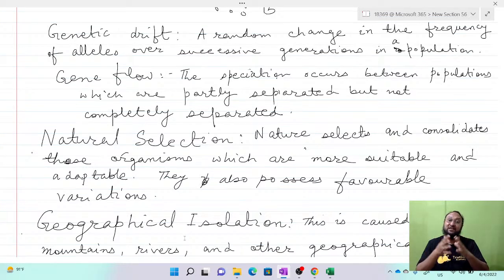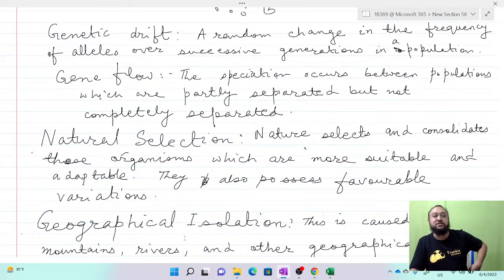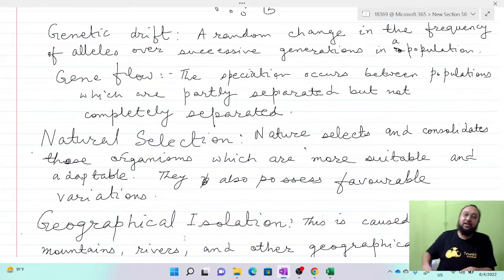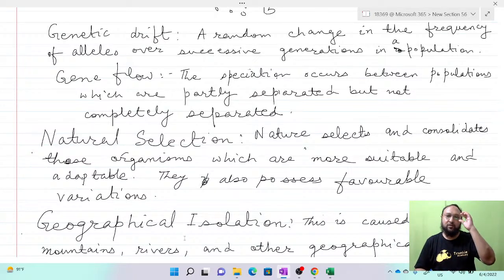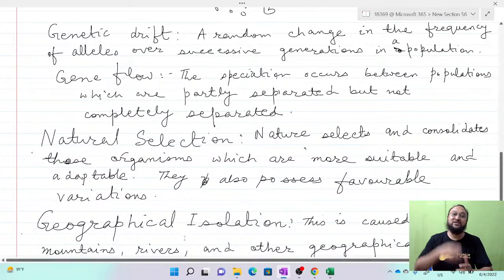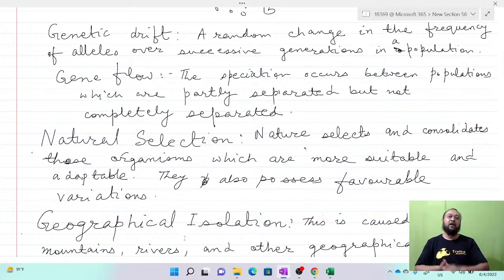And I told you about natural selection. Nature selects and consolidates only those organisms which are more suitable and adaptable in a particular changing environment or habitat. So there have to be favorable variations, which means they have some modifications to be completely adapted in the particular environment. The variations coming generation after generation are favorable, so they are well adapted.